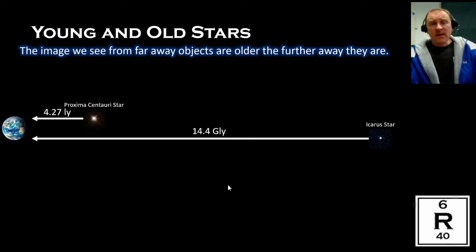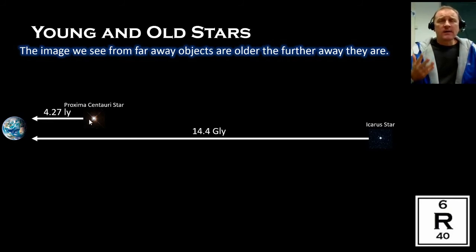The interesting thing about measuring things in light years is that a year is time, and a light year is also distance. So when we look at Proxima Centauri or the Alpha Centauri triplets, we're seeing something that's 4.27 light years away. The images we see from faraway objects are older the further away they are. In other words, that light that traveled from this star to Earth has been traveling for 4.27 years at the speed of light. So what you're actually looking at when you look at the star is something 4.27 years ago.